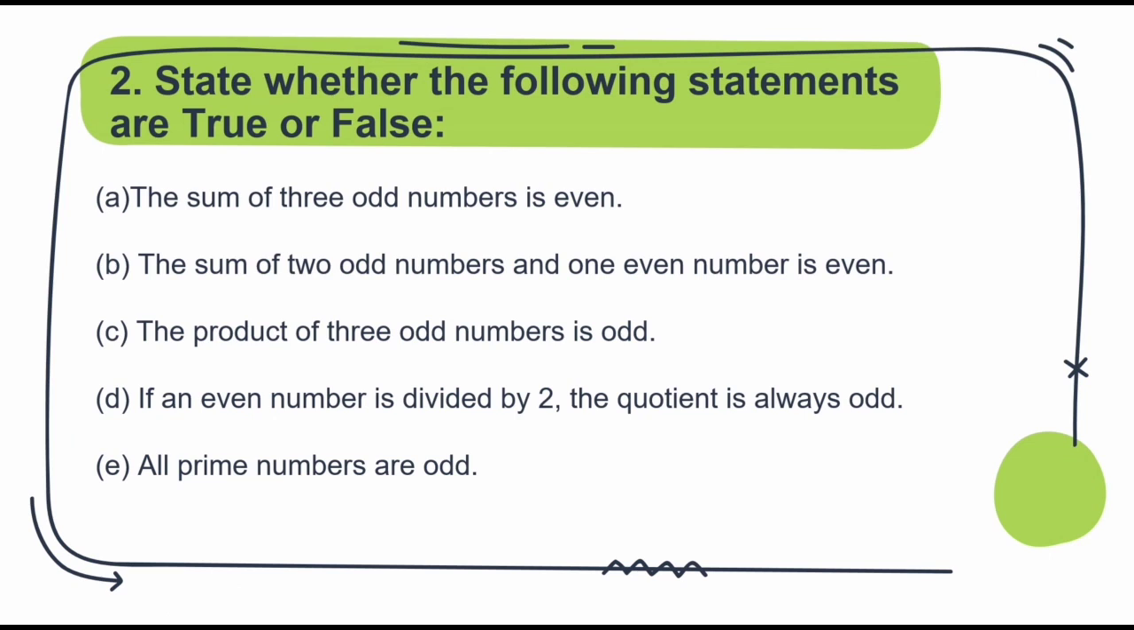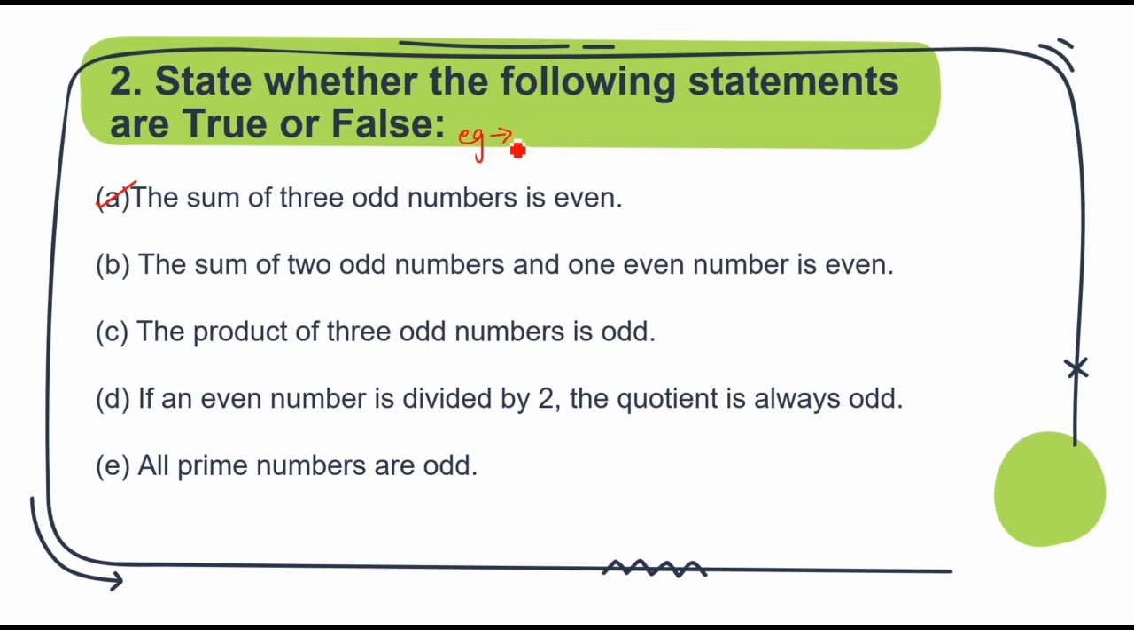Okay, so second question says state whether the following statements are true or false. Okay, so let's start with the A part. A part says that the sum of three odd numbers is even. Now see, whenever these type of true false used to come, now you can take a simple example, and from that example you can conclude the final answer.